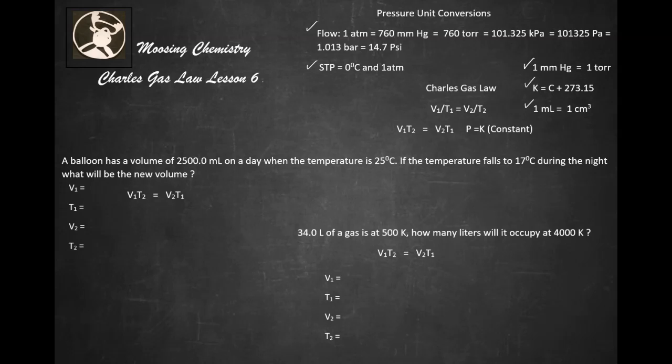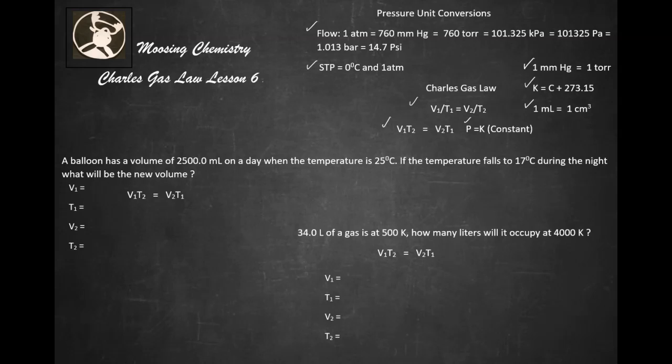Charles' law is V1 over T1 equals V2 over T2, but better written as V1 T2 equals V2 T1, and our pressure is our constant. Okay, let's look at our first problem here with Charles.